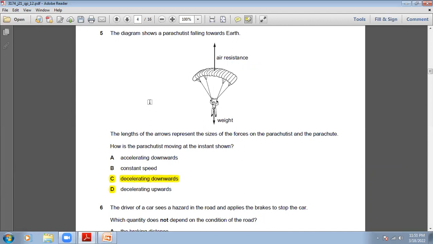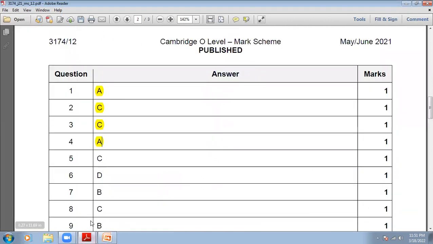So the body is coming downward and the resultant force is in the upward direction. The body still is moving downward, but because the air resistance is in the upward direction and the resultant force is in the upward direction opposite to your motion, it will decrease your speed. So it's decelerating, but the body is moving downward. So I think C is the right choice. I by mistake said D. So C is the right choice. We can check the answer also. Question number 5, C is the right choice.